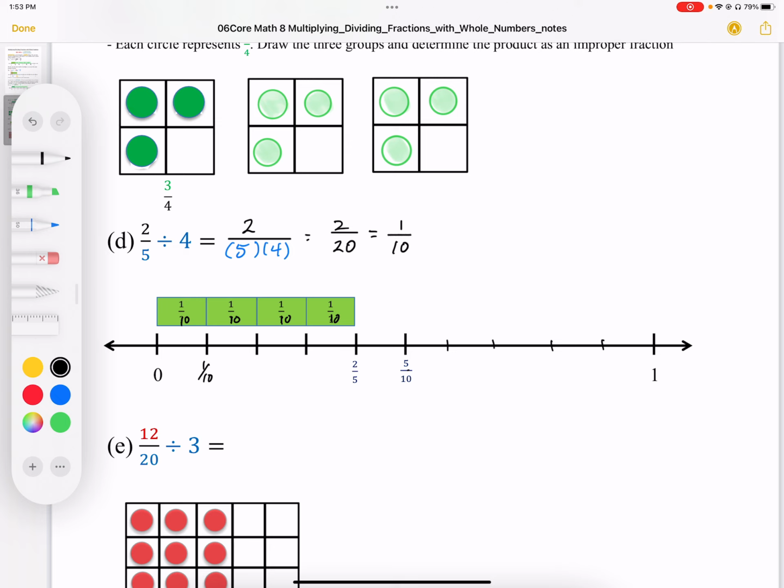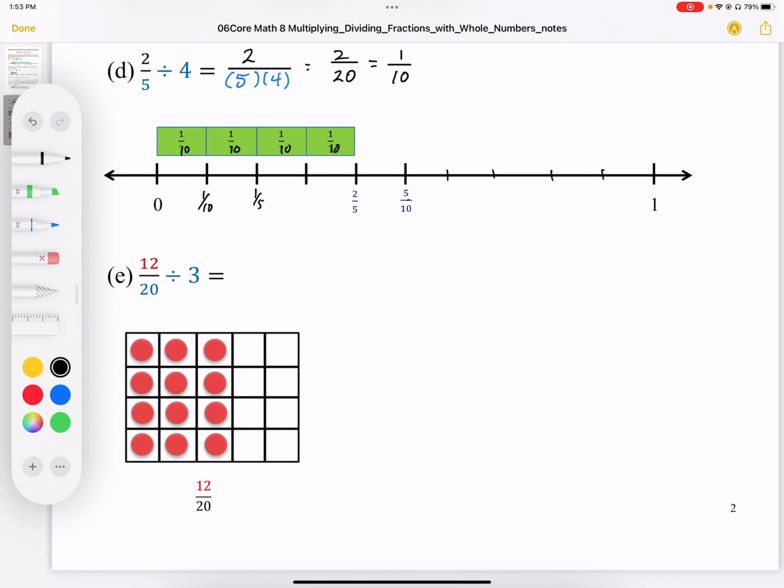Okay, so we have our 2/5 here. That's going to be divided into 4 equal parts. That's going to give us 1/10. So this is 1/5 here, which is the same as 2/10, and that's going to be our 2/20.